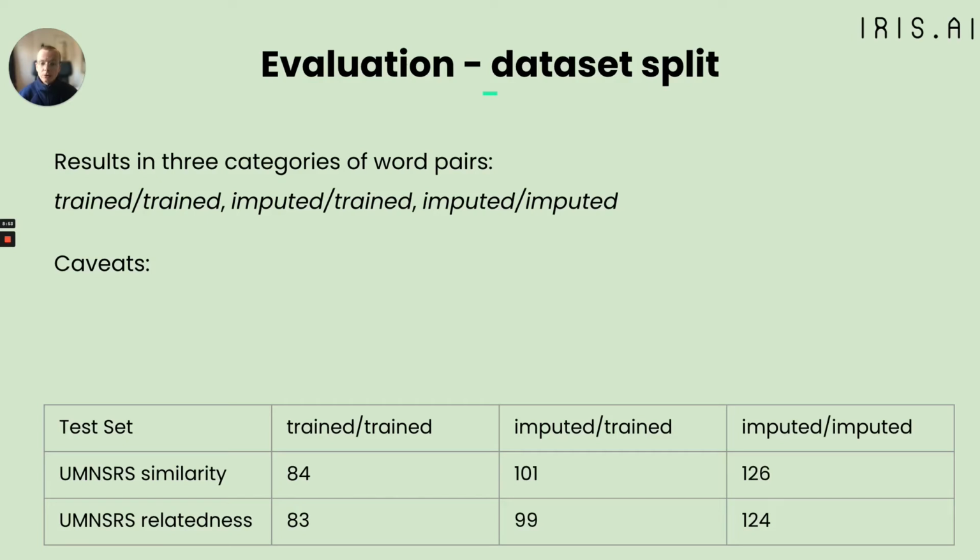The table here shows how many word pairs end up in each of the categories for the two different test sets. As you can see, the size of these subsets is one of the biggest caveats of our experiment. The selection of words into the different categories cannot be entirely random, because the selection must obey the constraints that every imputed word can be found in MeSH, and that every trained word can be found in our word embedding training corpus.